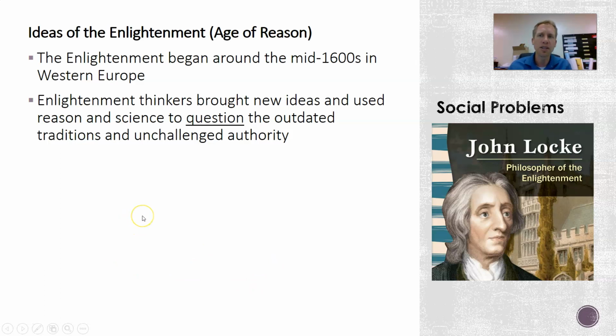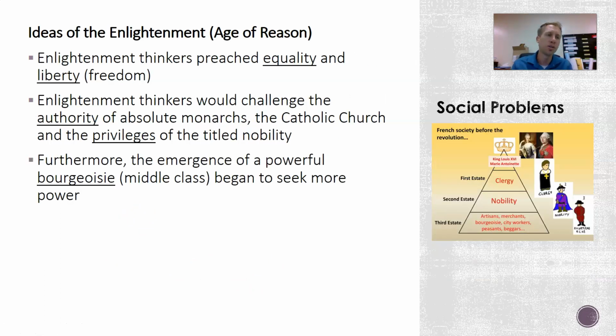So this happens around the 1600s. They started questioning authority, including the church, including the royal family, and wanted equality and freedom. Enlightenment thinkers would challenge the authority of the absolute monarchs, the Catholic Church, and the privileges of the titled nobility, and they really had their power from the powerful bourgeoisie, which was the middle class, who really started all this. And here you have this pyramid again of the social classes of the 3 estates.